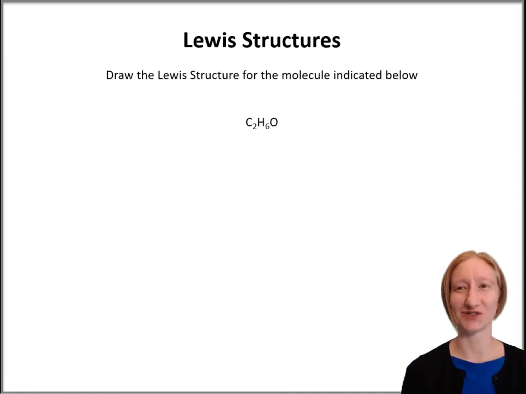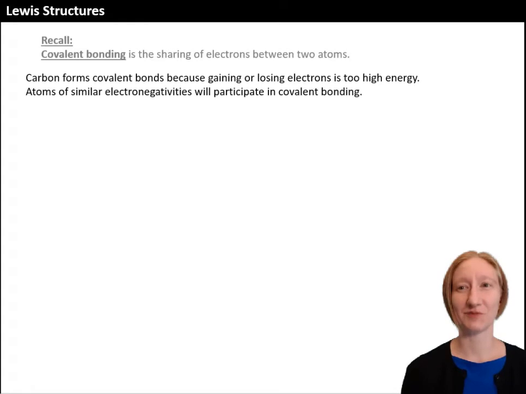In this video, we'll learn how to draw Lewis structures. Remember that covalent bonding is the sharing of electrons between two atoms. And carbon forms covalent bonds because gaining or losing electrons is too high energy. We also see covalent bonds between atoms of similar electronegativities when there's no real drive for the electrons to be on one atom over the other.